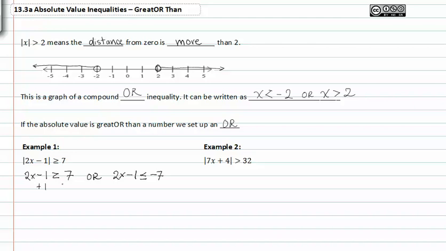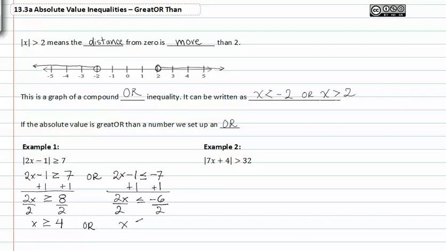Solving these, we get x is greater than or equal to 4, or, now let's solve the other one. Add 1 to both sides. Divide by 2 on both sides, and we get x is less than or equal to negative 3.